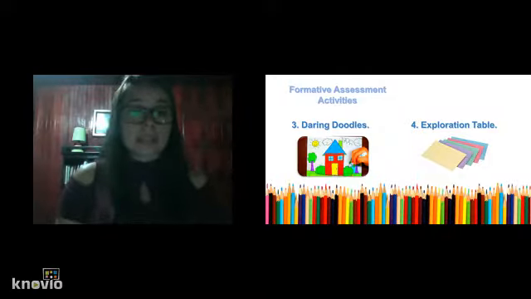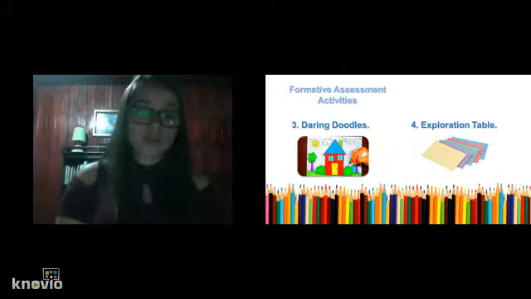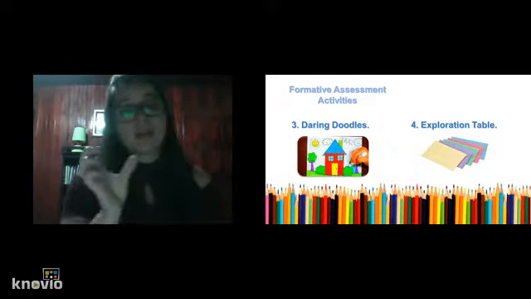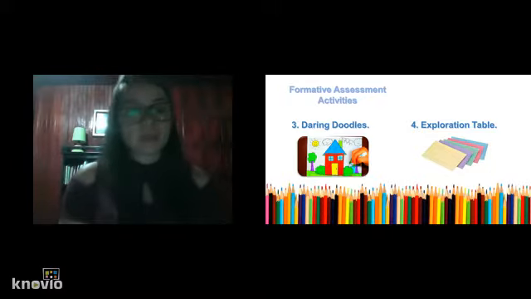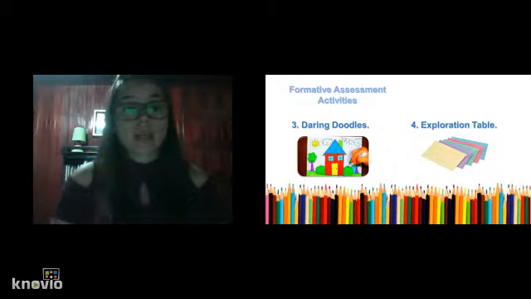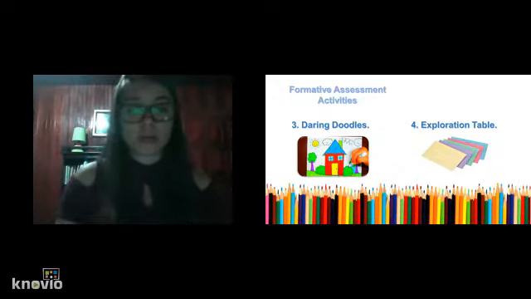And then we have the exploration table. This one will consist in answering two questions presented in index cards. So we will have one card with a question that says, what did we do in the class? Another one, why did we do it? So they will answer the questions, and we will have a chance to evaluate if they understood or not. And this activity can be done in many ways. It can be changed in many ways.